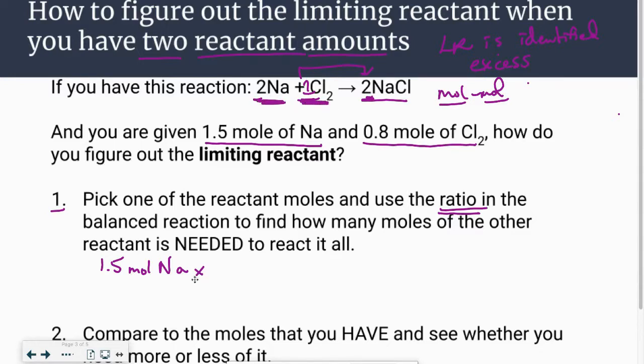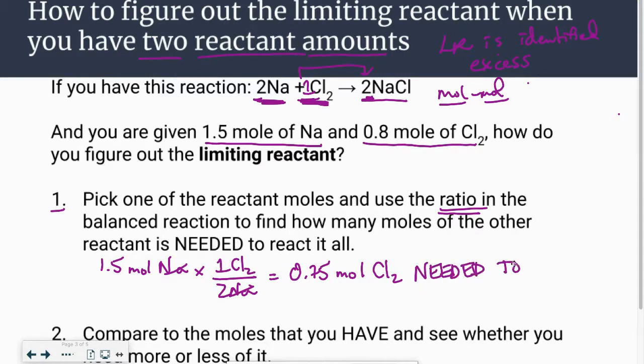So I pick one of these reactant moles, the 1.5 moles of Na, and I use my ratio between the two reactants to figure out: if I want to use up all of this Na, how much Cl2 would I need? I'm going to Cl2, so I put my 1 Cl2 on top and my 2 Na on the bottom. That cancels out my Na, and I end up with 1.5 times a half, which gives me 0.75 moles of Cl2.